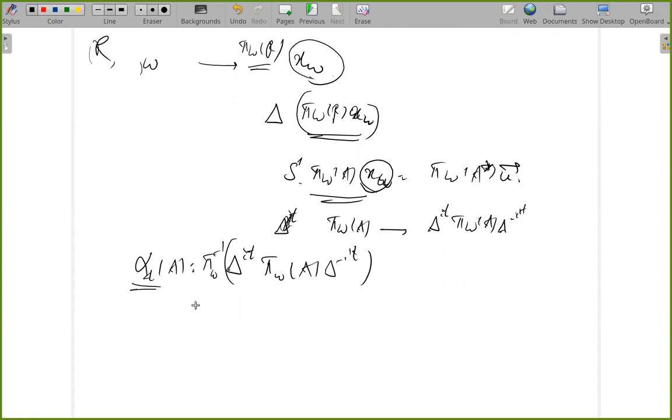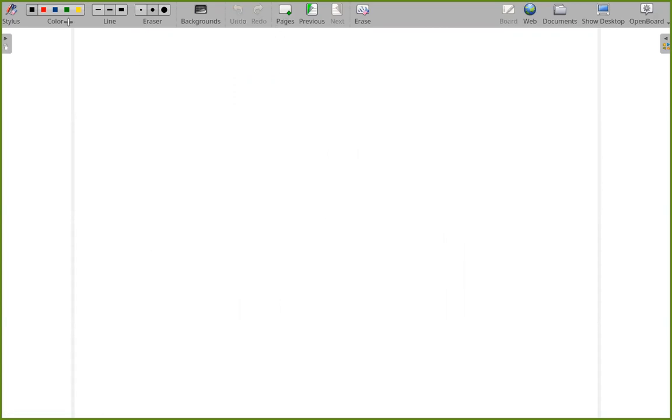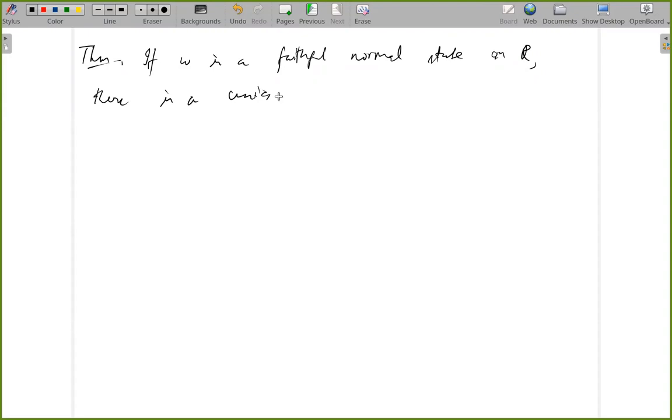So the theorem that we want to prove is the following. If omega is a faithful normal state on R, then there is a unique one parameter automorphism group alpha T that satisfies the modular condition relative to omega.